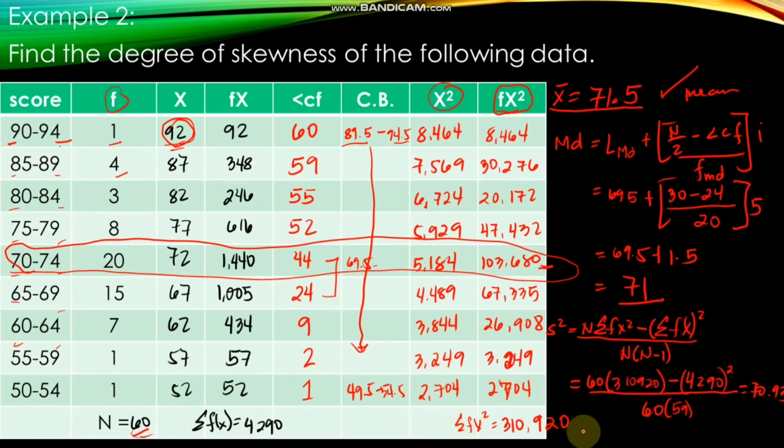So the standard deviation, or S, equals the square root of the variance. The value of the variance is 70.93. So the square root of 70.93 is 8.42. So that is 8.42. Remember, we now have the value of the median, that is 71, and the standard deviation is 8.42.